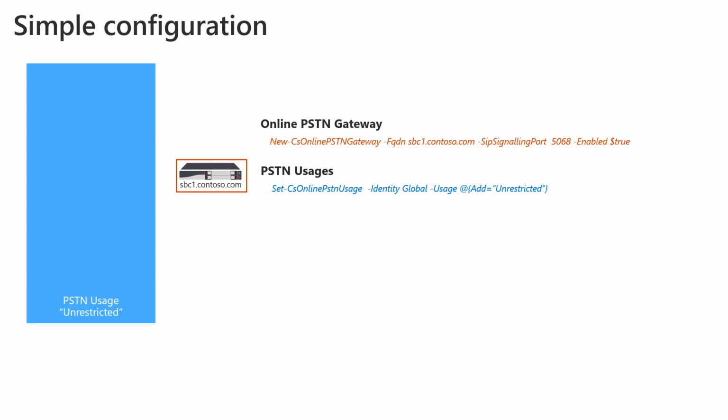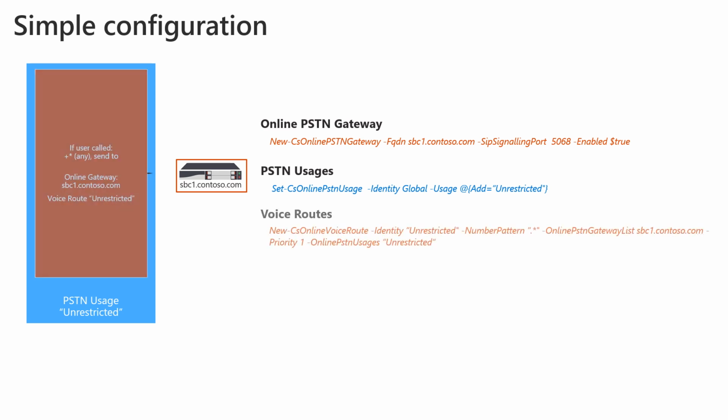In order to configure who will be using this gateway, we are creating a new Set-CsOnlinePSTNUsage, identity is global, and we add the usage unrestricted to it. Now we create a voice route. The voice route, New-CsOnlineVoiceRoute, the identity is also unrestricted, and the number pattern is .*, so we really accept just everything. The online PSTN gateway in this voice route is sbc1.contoso.com, the priority is 1, so it has the highest priority, and the online PSTN usage is unrestricted for it.